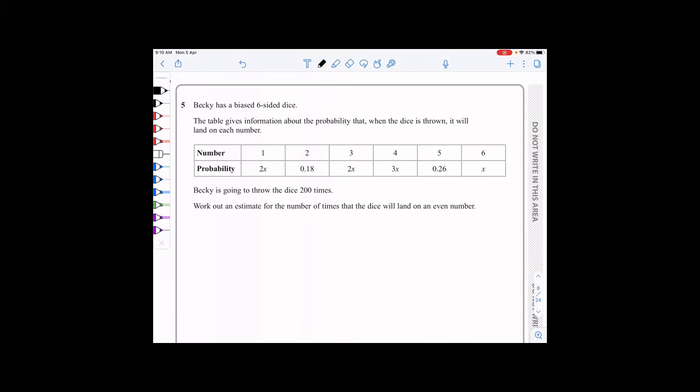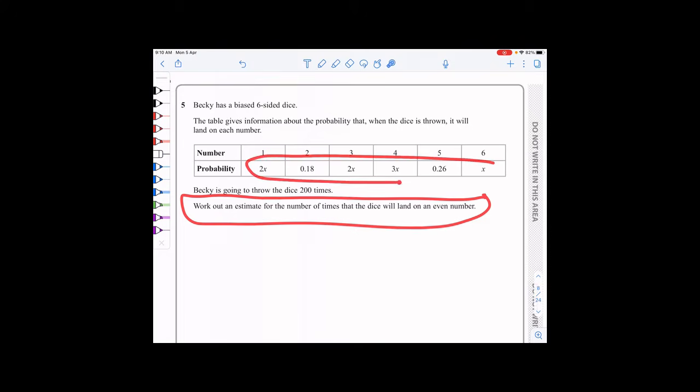5, we've got Becky, who has a various 6-sided dice. We've got the probabilities of getting 1, 2, 3, 4, 5, or 6. She's gonna throw the dice 200 times. And it says, work out an estimate for the number of times that the dice will land on an even number. Now, before we actually find this estimate, we need to calculate the value of x.